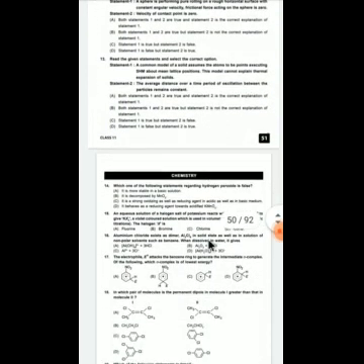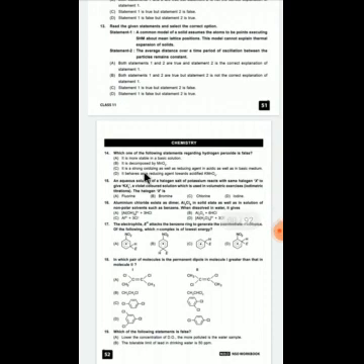Now the chemistry part is there. Question number 14. Which of the following statements regarding hydrogen peroxide is false? So out of 4, you need to know that one of the options is incorrect.